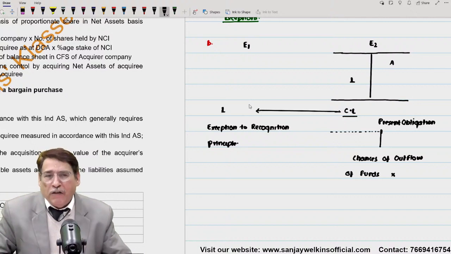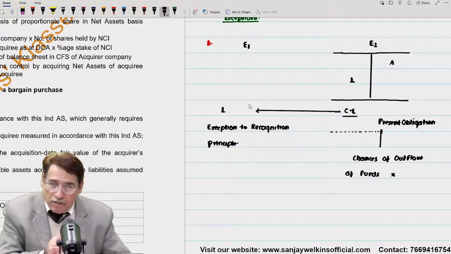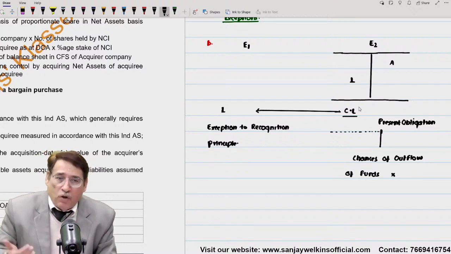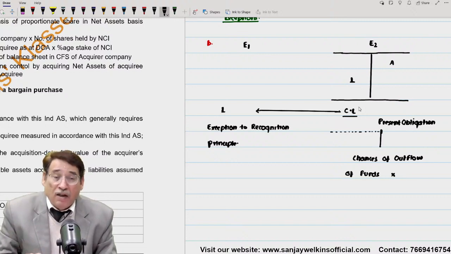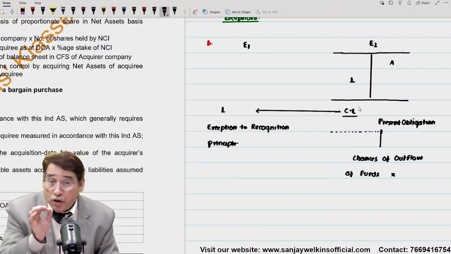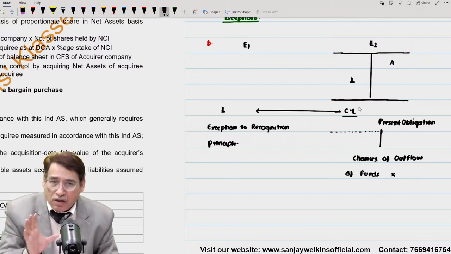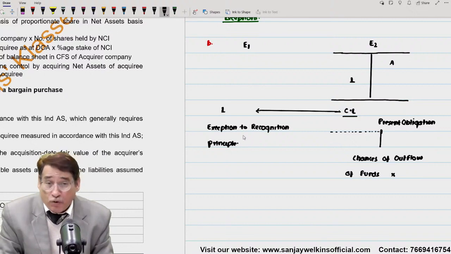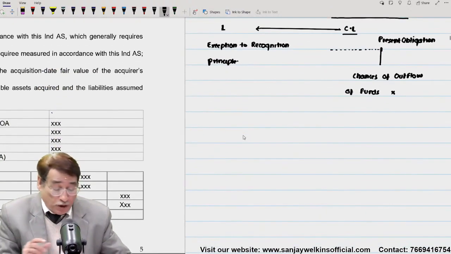So in simple words, if an item of the acquiring company is not appearing in the balance sheet and still we are recording it, of course as a liability or as an asset, then it is known as an exception to recognition principle. Is it clear to you or not? So in the light of Ind AS 37, we will have to recognize this item. Is it clear to you, irrespective of outflow of funds? This is a very important point.